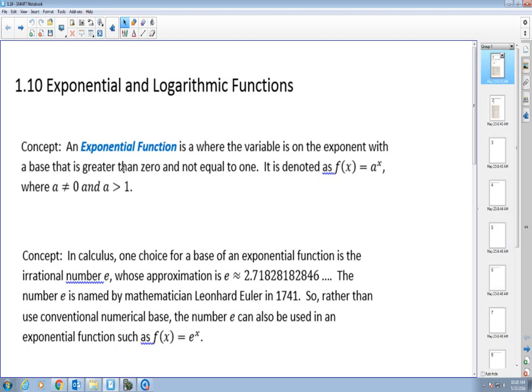Today we're going to review what we so-called the exponential and logarithmic functions. And now let us start with an exponential function.